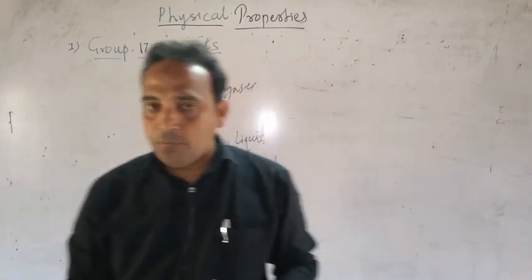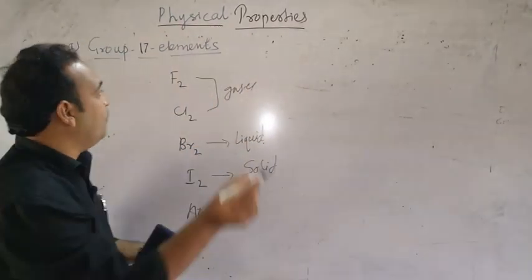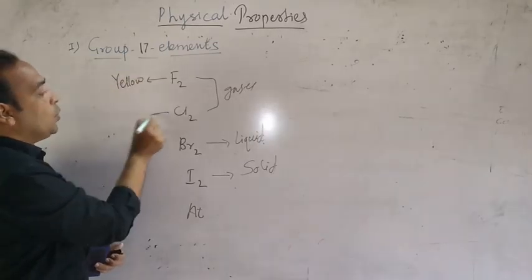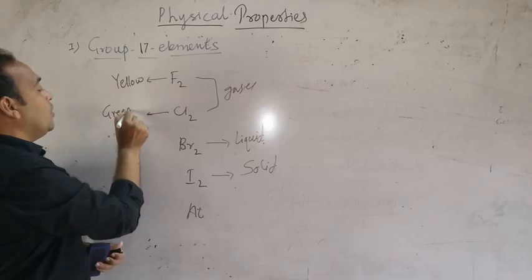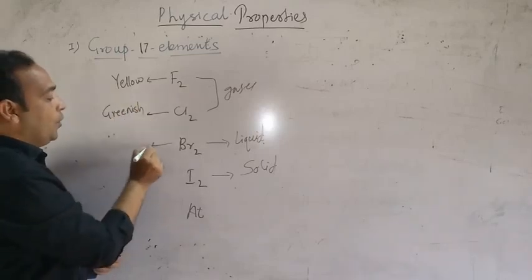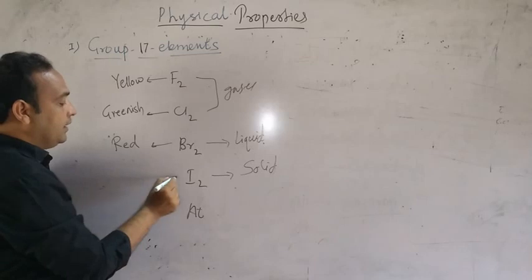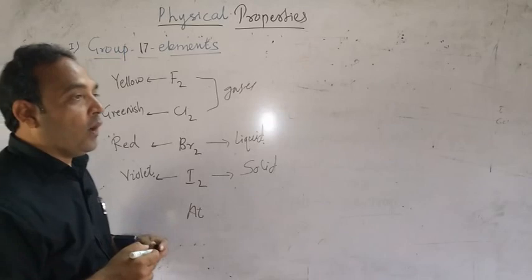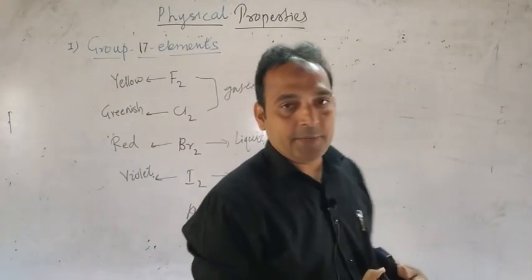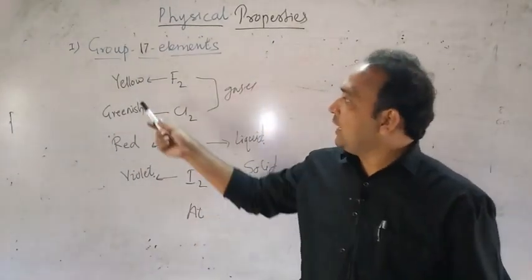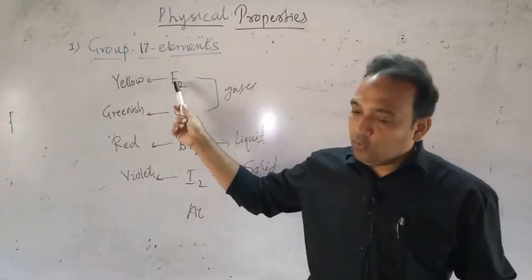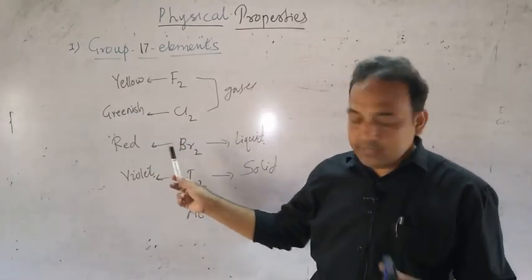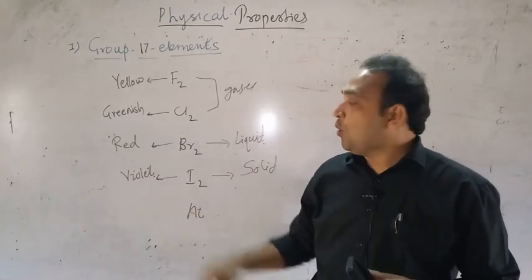Now the second physical property is related to color. Fluorine is yellowish or yellow in color. Chlorine is greenish yellow. Bromine is red in color, and iodine is violet in color, which is in solid form. So the second physical property of the halogen family: fluorine is yellow, chlorine is greenish yellow, bromine is red, iodine is violet in color.